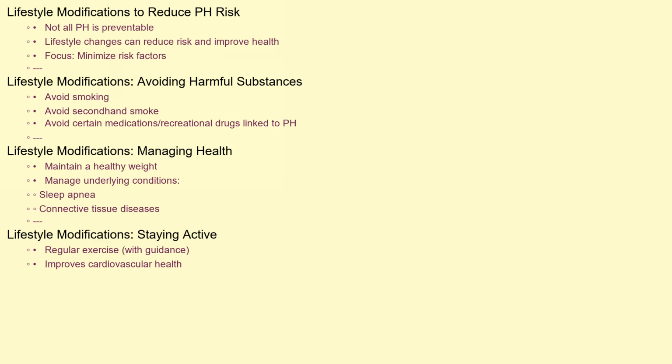While not all causes of pulmonary hypertension are preventable, certain lifestyle modifications can reduce your risk and improve your overall health. These include avoiding smoking and exposure to secondhand smoke, maintaining a healthy weight, managing underlying medical conditions such as sleep apnea and connective tissue diseases, and avoiding certain medications or recreational drugs that have been linked to PH. Regular exercise, under the guidance of a healthcare professional, can also help improve cardiovascular health. By adopting a healthy lifestyle, you can minimize your risk factors and potentially reduce the likelihood of developing pulmonary hypertension.